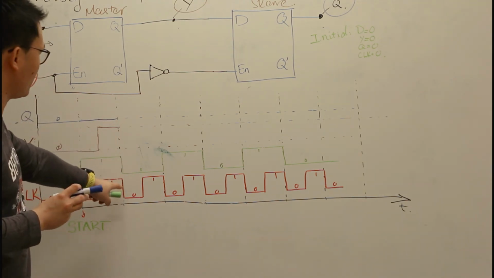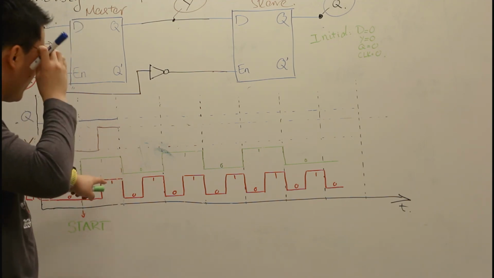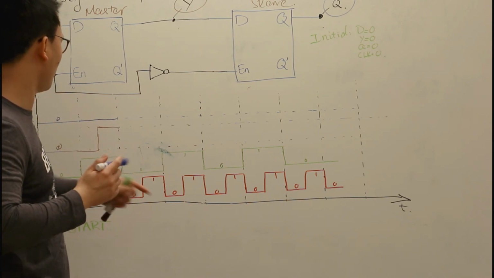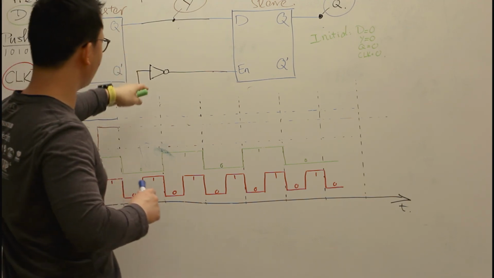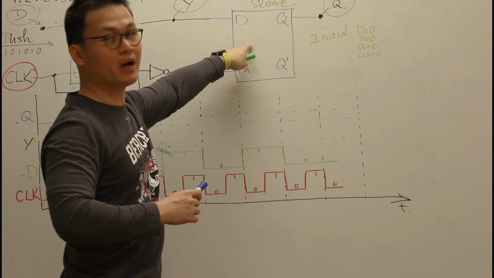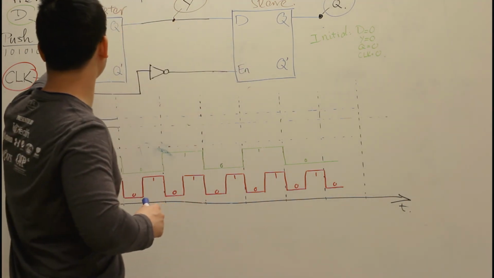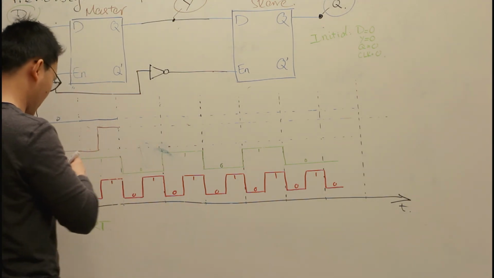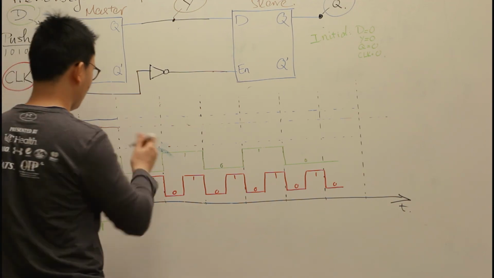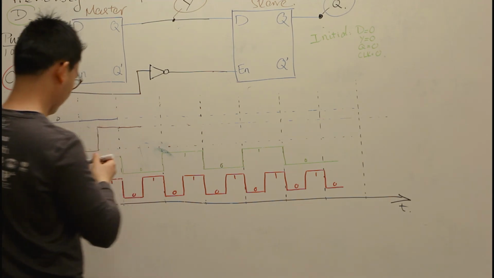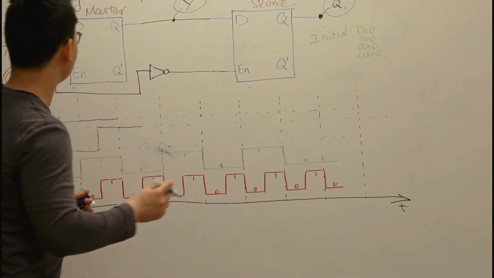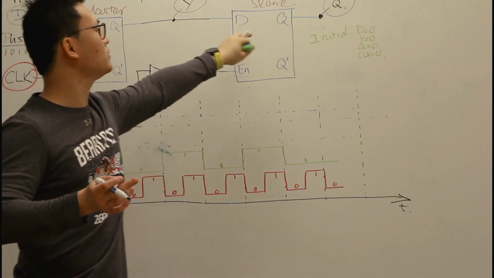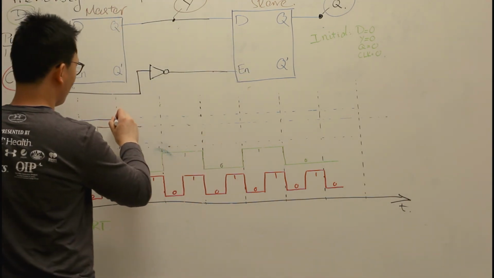Now the next half of the clock cycle. Now we have the clock go back down to 0. At this point, the slave becomes transparent, and the master is not transparent. Since the master is not transparent, it keeps the same state, so it does not change. But the slave can see the signal of Y because the slave becomes transparent. So now Q increases to 1.